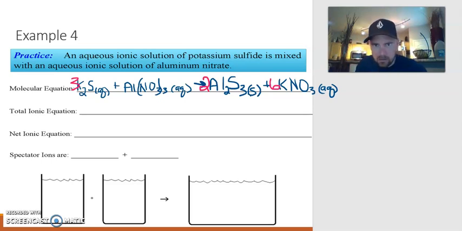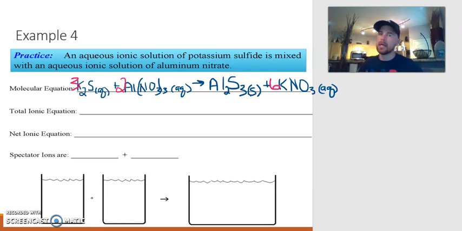Let's see. No, I'm sorry. The 2 is right here. There we go. That looks a little better. Put that arrow back in. Okay. So that's our balanced chemical equation, 3, 2, 1, and 6.